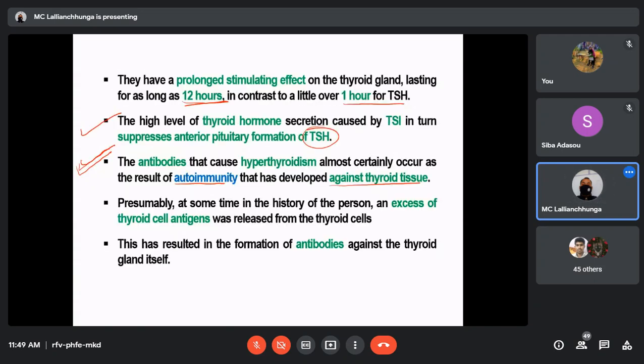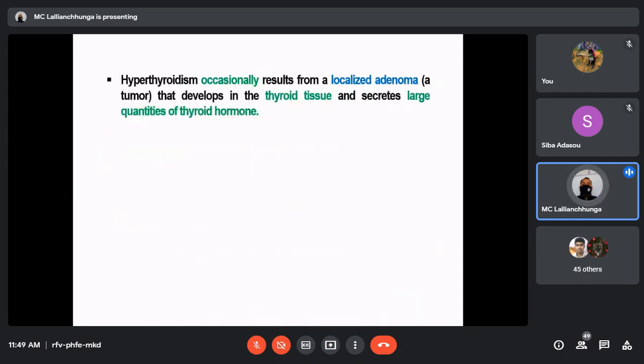We can say here in this example, TSI is there. Hyperthyroidism occasionally results from, that is the first cause, autoimmunity. TSI is produced, and TSI will stimulate the thyroid gland for production of T3 and T4.